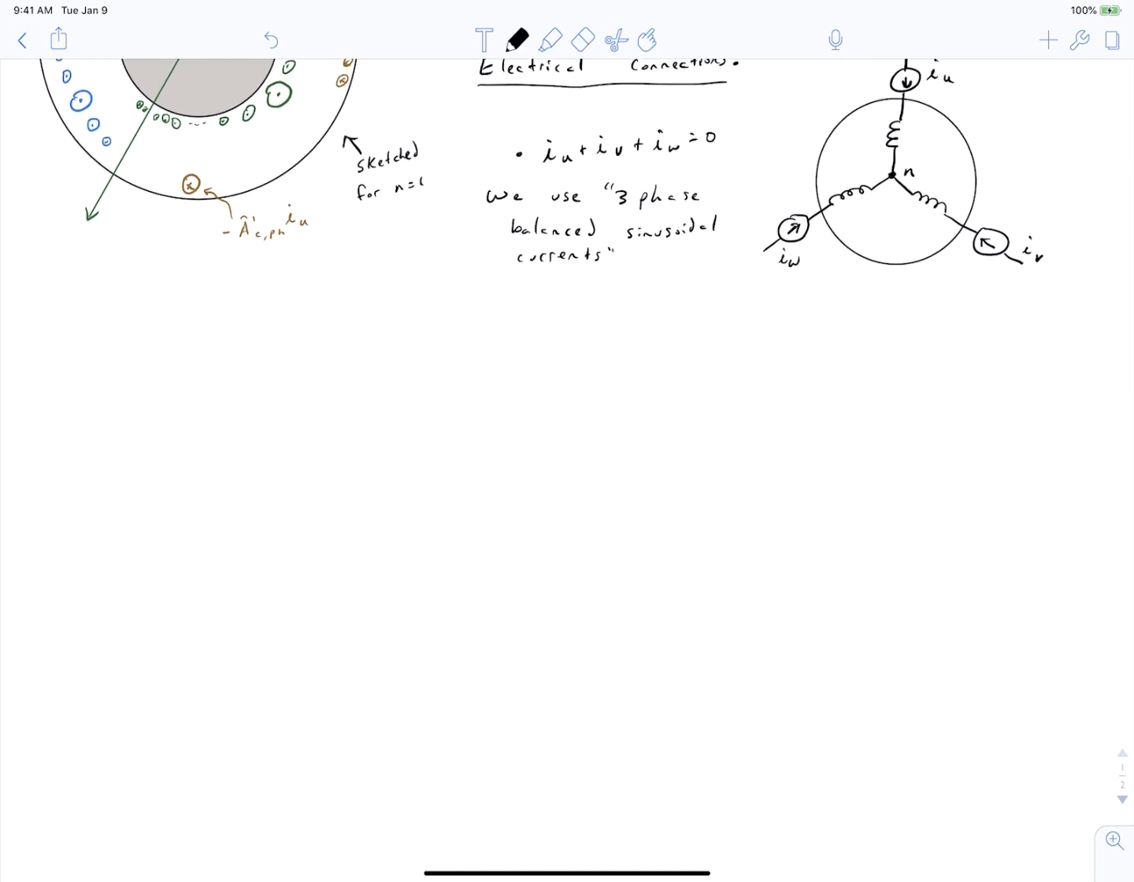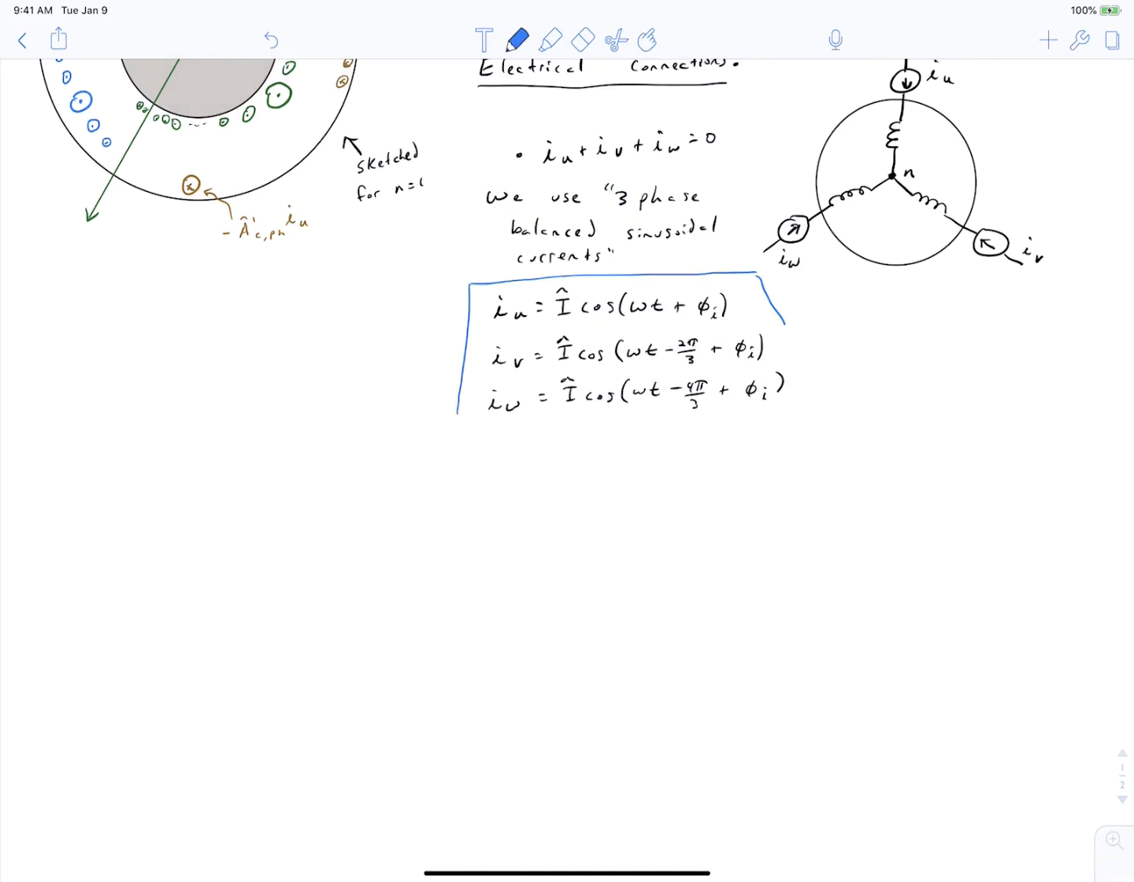What does that mean? Well, that means that we can write an expression for our currents into the phase windings of our machine as follows. Our currents can be expressed as sinusoidal quantities with a constant magnitude of I hat, and the argument of the cosine is omega t plus some phase angle phi I. And so phase V is delayed from phase U by 2 pi by 3, and phase W is delayed from phase U by 4 pi by 3. And this is the typical expression for 3-phase balanced sinusoidal currents. These are the currents that you want to see on your power grid, on your 3-phase power system connections.